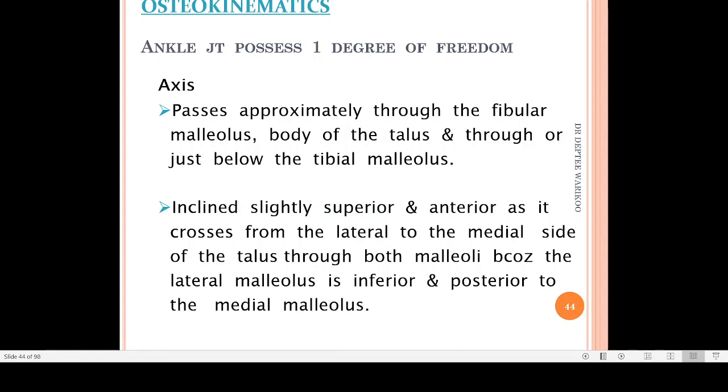It possesses 1 degree of freedom. The axis of the ankle passes approximately through the fibular malleolus, the body of the talus, and through or just below the tibial malleolus. It is inclined slightly superiorly and anteriorly as it crosses from the lateral to the medial side of the talus through both the malleoli. This is because the lateral malleolus is structurally inferior and posterior to your medial malleolus. That is why the axis is a bit inclined.